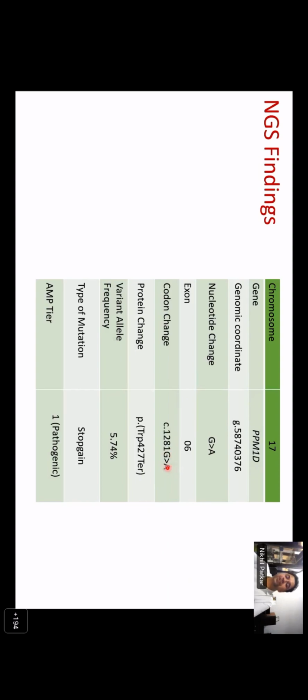Okay. So a G is changing to an A at this particular nucleic acid. So what kind of mutation is this? It is a point mutation. If you read the protein sequence there, what do you think is happening? It's turning into a stop codon. Very good. So you have a stop codon being gained here at a variant allele frequency of 5%.